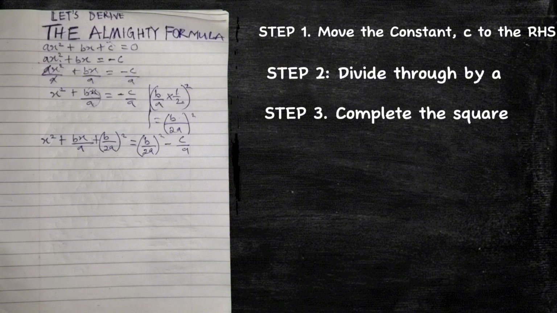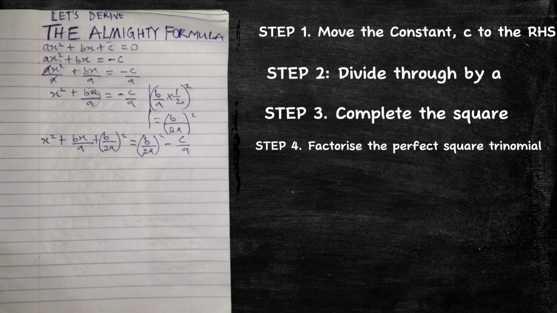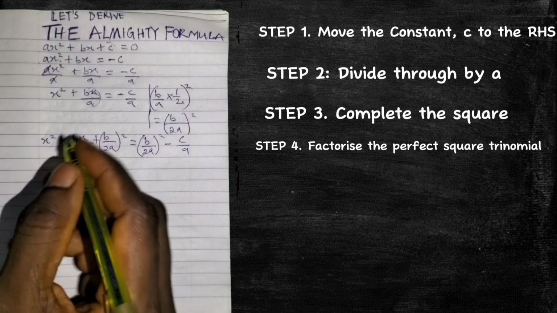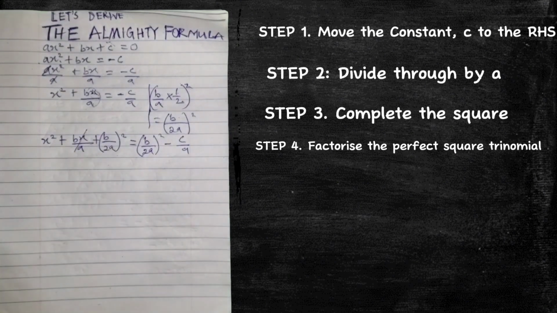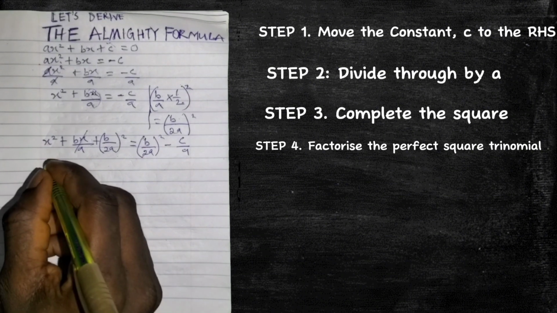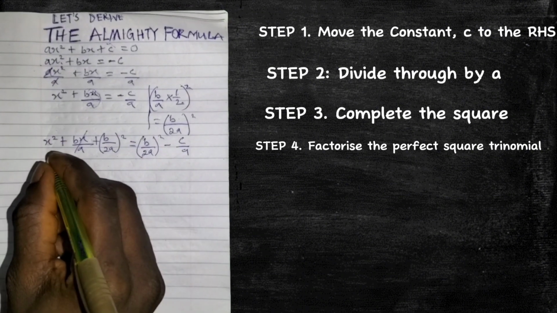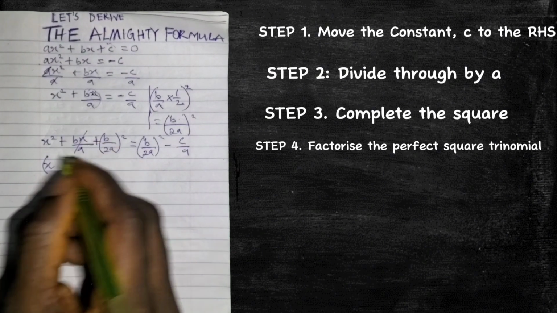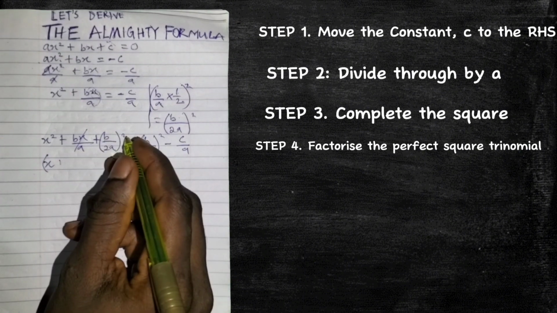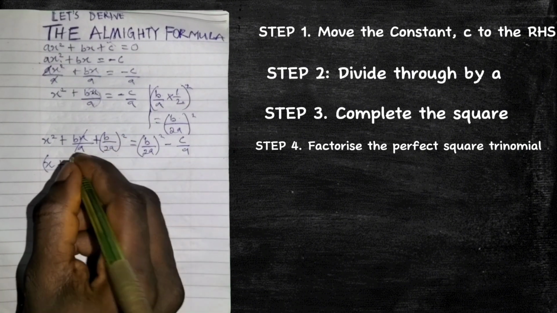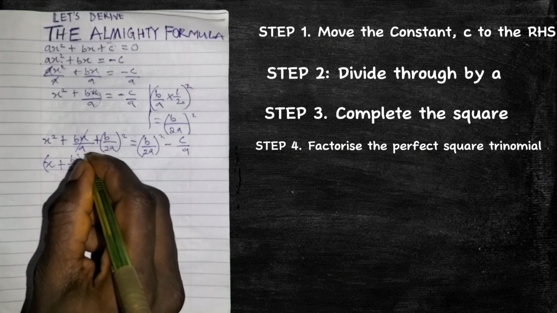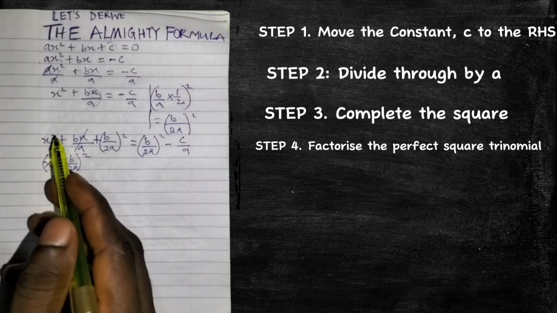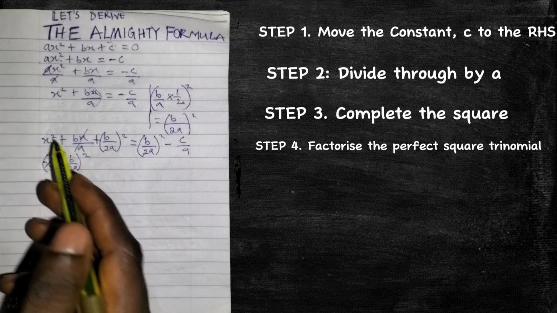Now the next step is for us to factorize the perfect square trinomial. That simply means that we neglect the coefficient of x and take x and put it in brackets, and then we put the sign that is right in front of the term that has a square here. We put plus, and then we put b all over 2a, and we square all of them together. So this is how we factorize a perfect square trinomial.